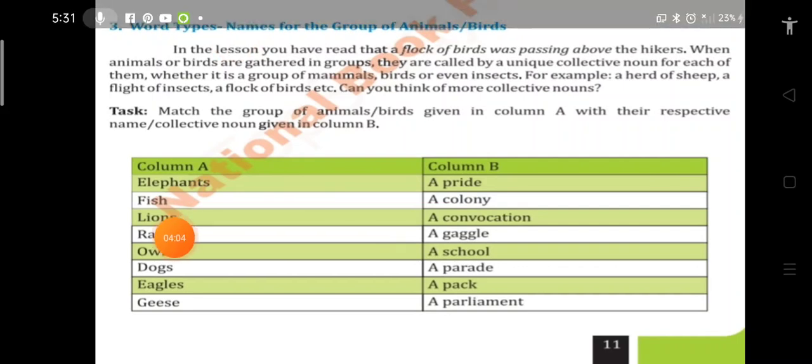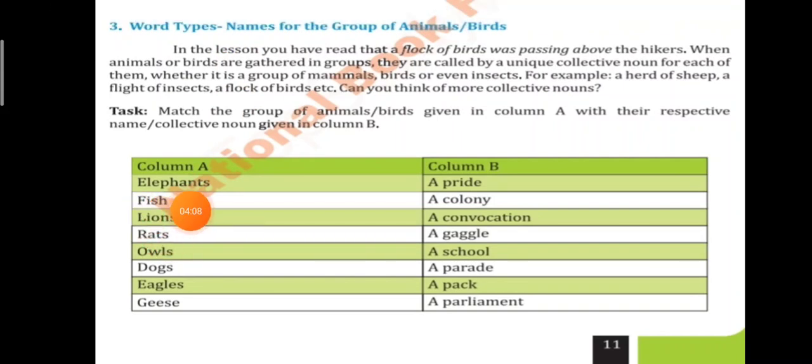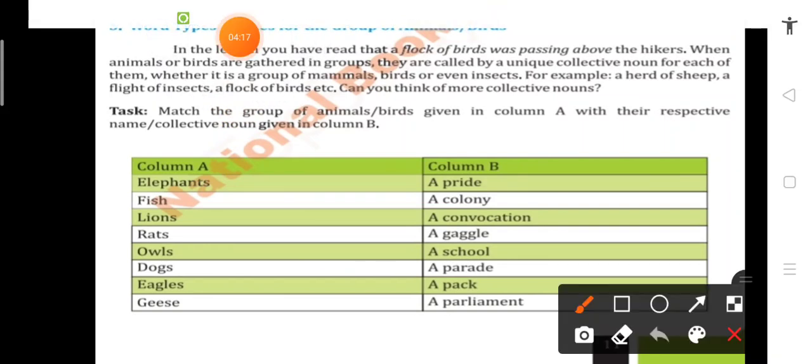The second word is fish. तो group of fish को हम कहते हैं school. That is called school. So we will match it with a school. I'm going to use the brush here. So you will match elephants with a parade here, and you will match fish with a school. And the next word is lions. So group of lions is also called a pride. So match it with it.